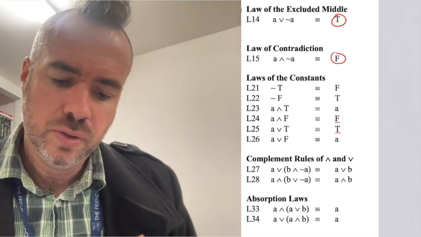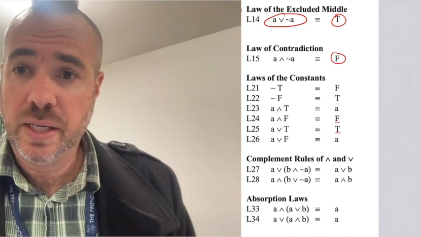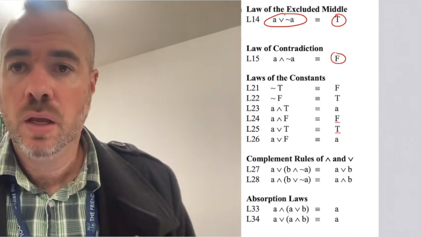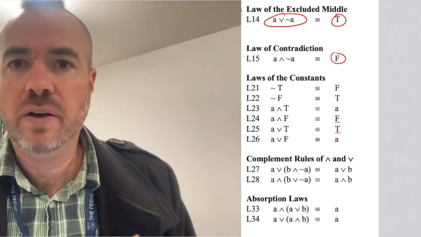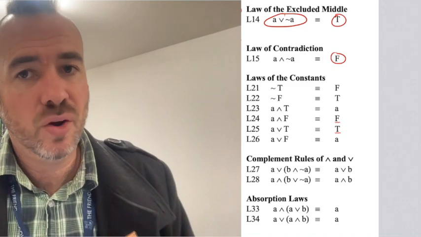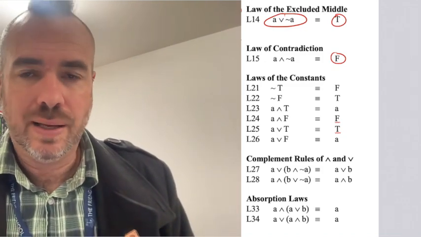Now, the law of the excluded middle tells us that if we've got a variable and we do an OR operation with the opposite of that variable, as in A or not A, then it's always going to be true. One of those, when I say those, I mean A, and I also mean not A, one of those two things must be true at any given moment.